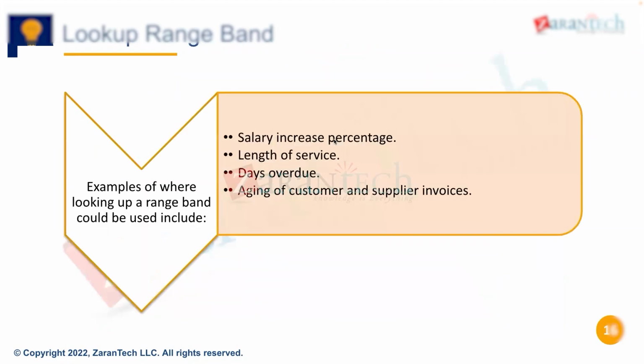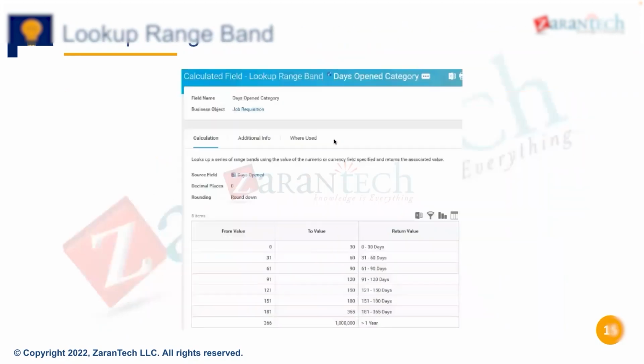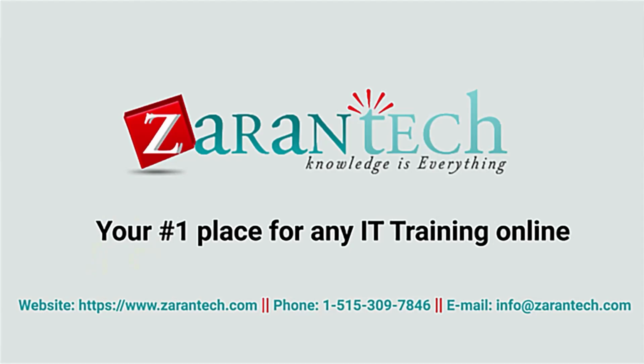I'll basically move to another one here, which is the lookup range band. I'll just quickly sign in again. What happened? Okay. So the lookup range band, right? I'll quickly move to how we see the lookup range band.